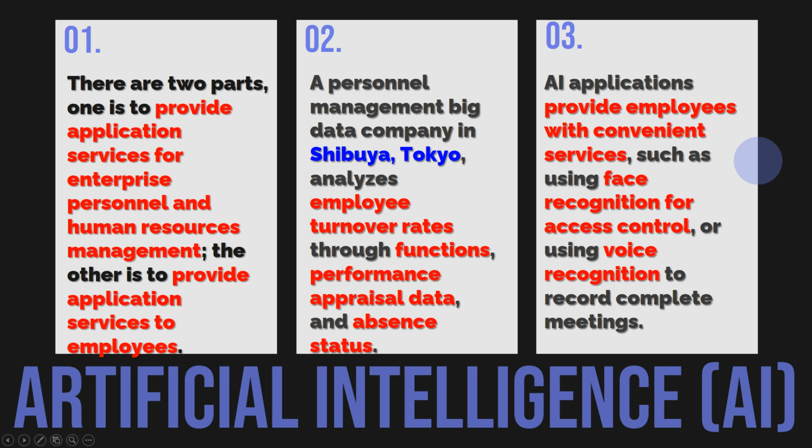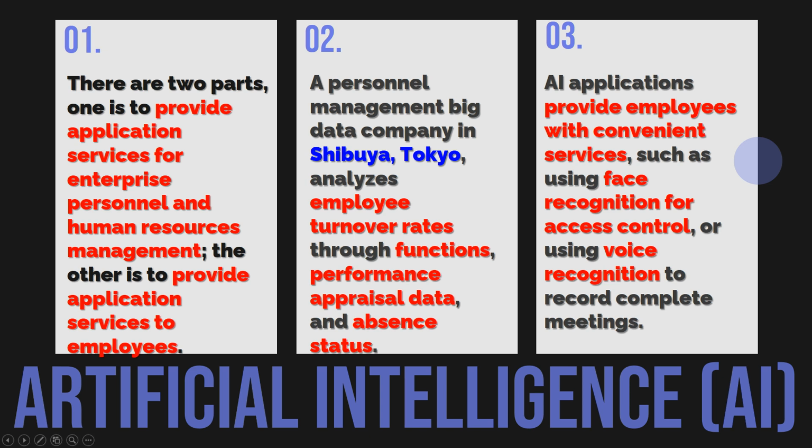A personnel management big data company in Shibuya, Tokyo, analyzes employee turnover rates through functions, performance appraisal data and the absence status. It's more like the semester grade I will show you later. So the Shibuya big data company, they were based on the turnover rates, and their functions and the absence data. They were to do some AI operation job.